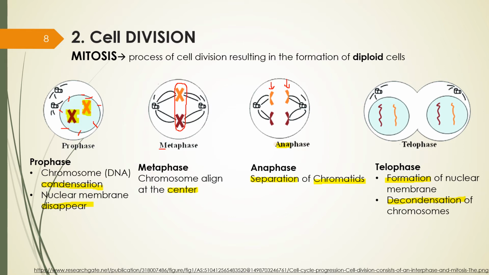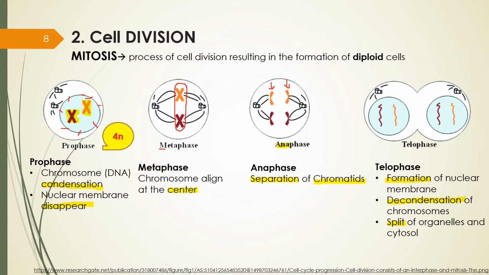So in mitosis, prophase: condensation of the DNA, the nuclear membrane disappears. Metaphase: the chromosomes go to the center, to the middle. Anaphase: we separate the chromatids. And telophase, the opposite of prophase: formation of the nuclear membrane again, decondensation of chromosomes, and one more thing, the organelles and the cytosol that have been duplicated before are going to be split. So each of the daughter cells is going to receive the same number of organelles and cytosol.